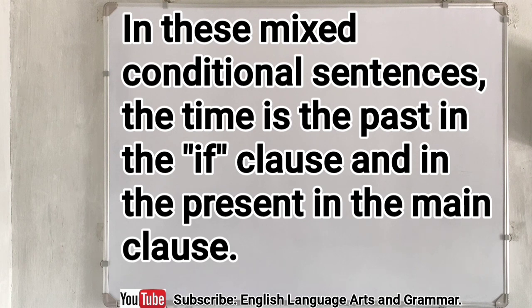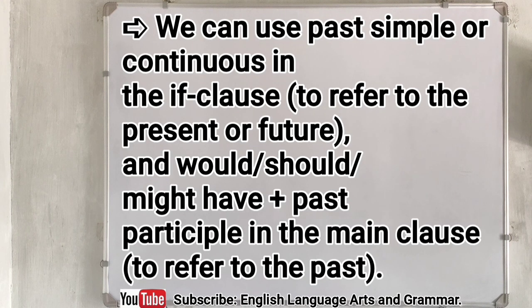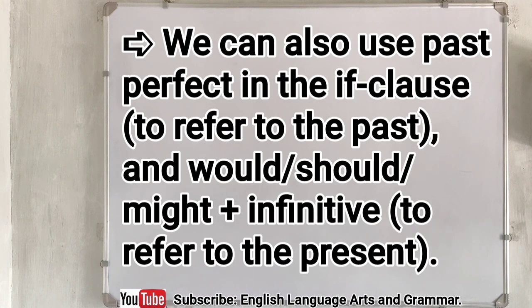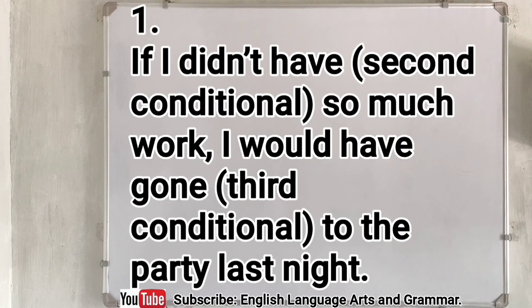In these mixed conditional sentences, the time is the past in the if clause and the present in the main clause. Note: we can use past simple or continuous in the if clause to refer to the present or future, and would, should, might have plus past participle in the main clause to refer to the past. We can also use past perfect in the if clause to refer to the past, and would, should, might plus infinitive to refer to the present. Some examples.